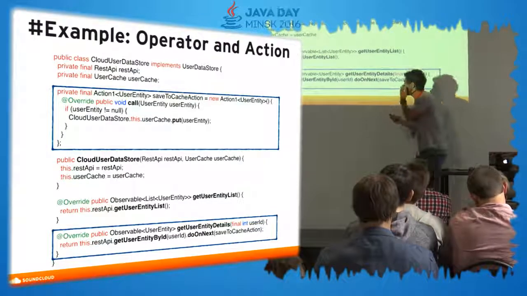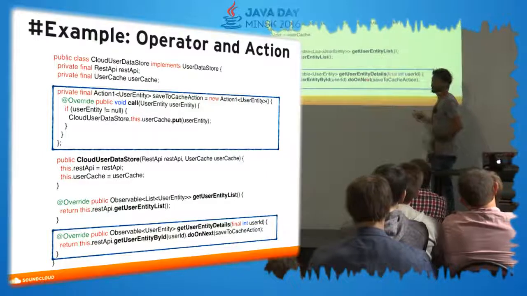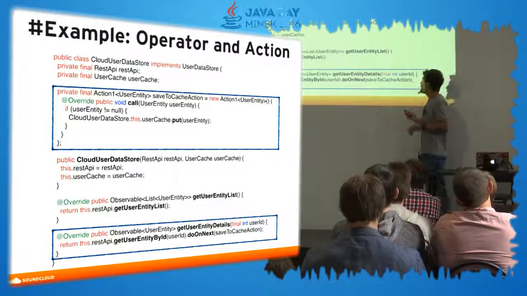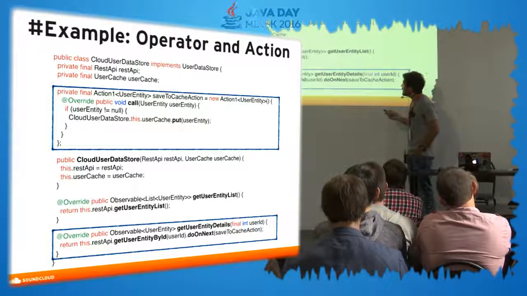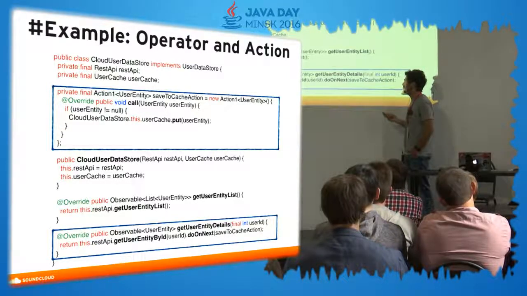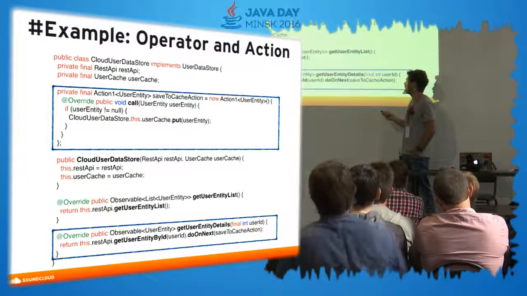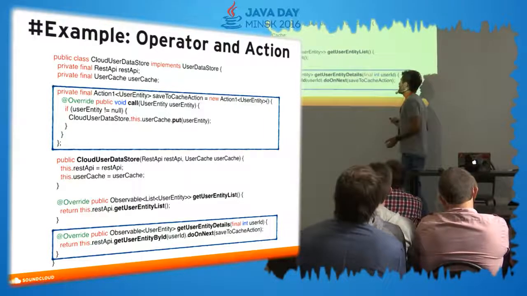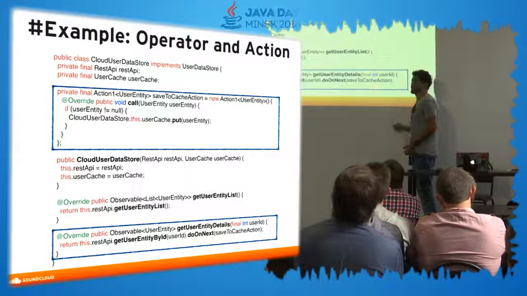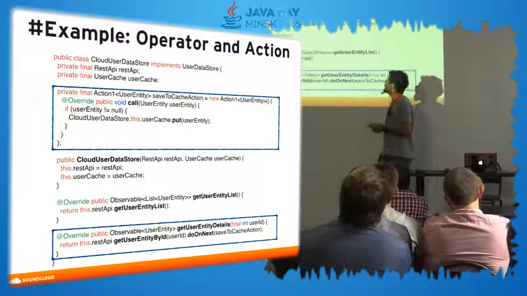So here, that's what I mentioned before, that I'm applying this operator, doOnNext. When I'm getting my users, I'm saying, REST API, get the user entity by ID. I'm just passing in the user ID. But when I receive the users, I just want to save them to cache. As simple as that.